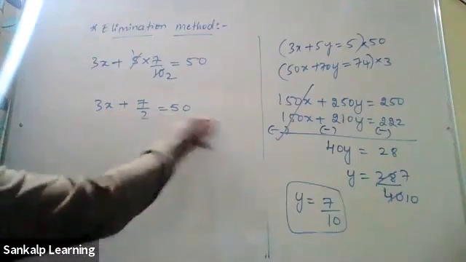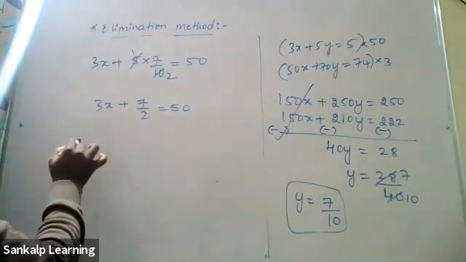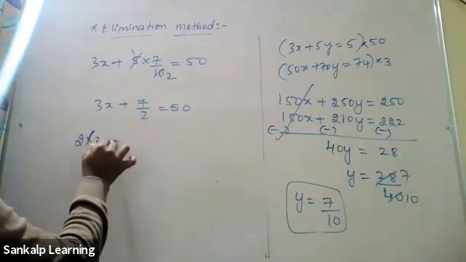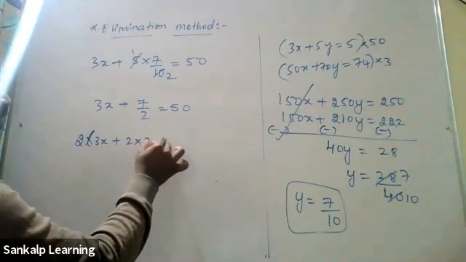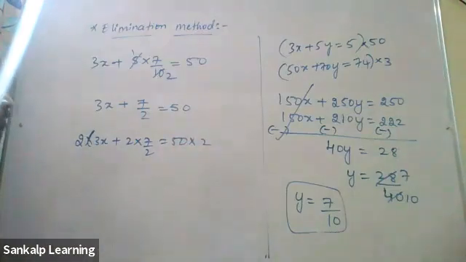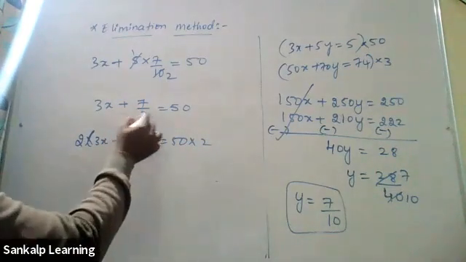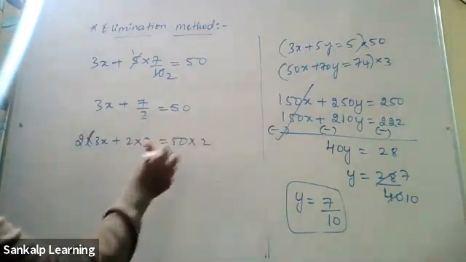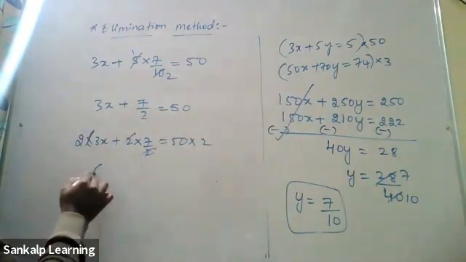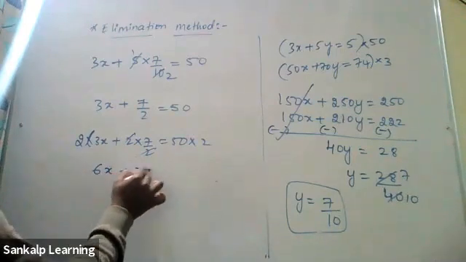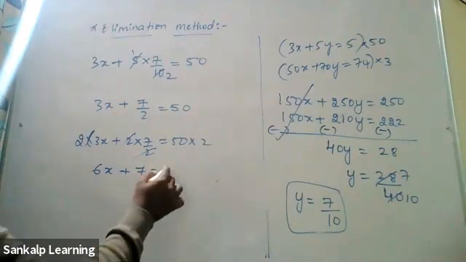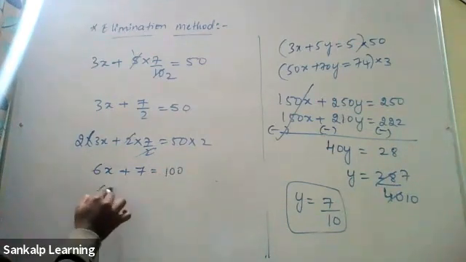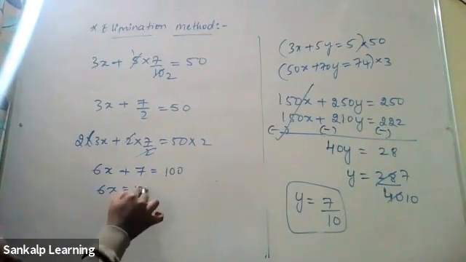You can multiply throughout by 2 so that this 2 will be eliminated. So multiply by 2: 2 into 3x plus 2 into 7 by 2 equals 50 into 2. Multiply throughout by 2, that's it. You have to eliminate the 2, this is the main headache. 2 will cancel. 2 into 3x is 6x plus 7 equals 50 into 2 is 100. Therefore 6x equals 100 minus 7.